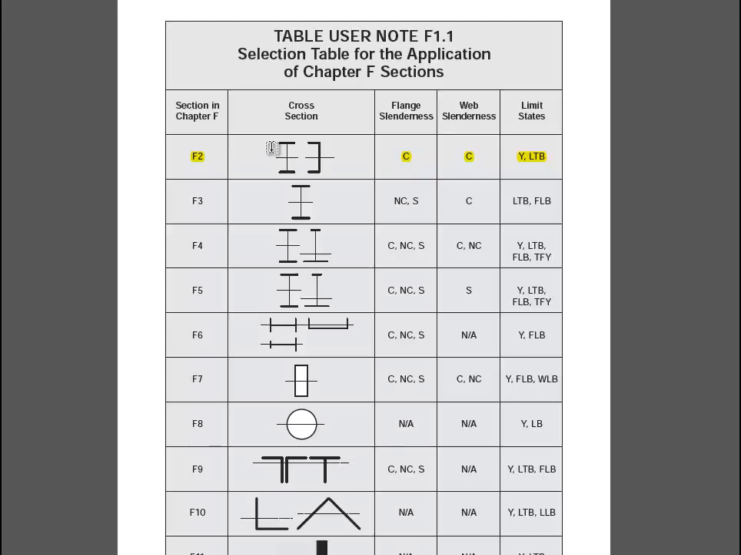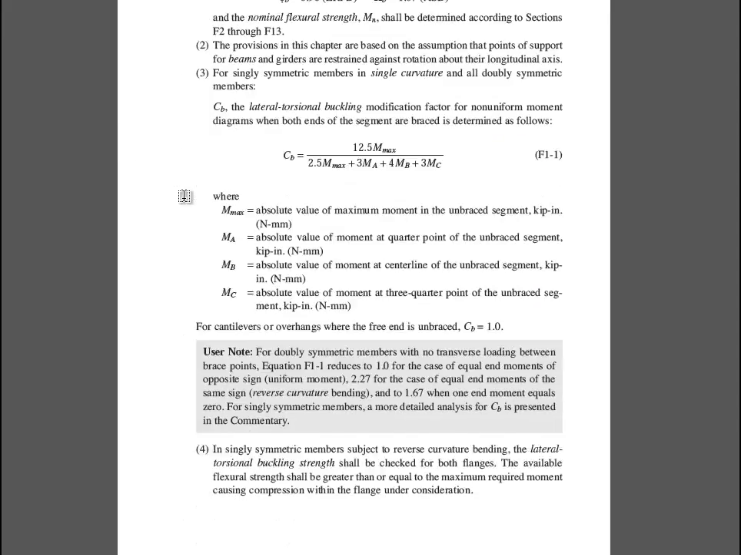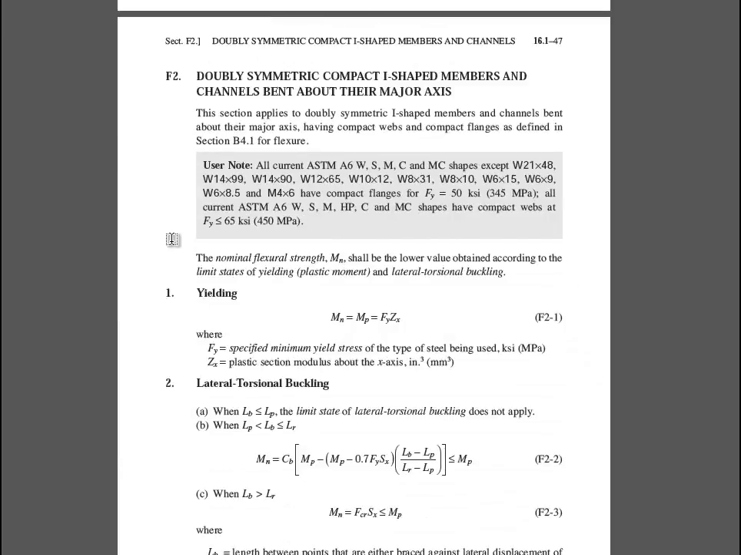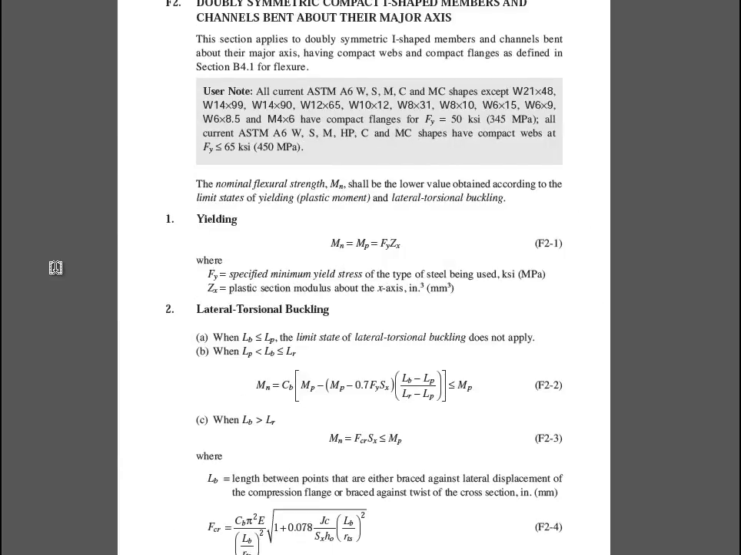Now I know, because we have continuous lateral support in this problem, that I don't have to check lateral torsional buckling. So the only thing that I need to be checking is the yielding limit state, and that just means the plastic moment capacity. So I'm going to scroll down to section F2 in the specification. Here we go. It gives us the provisions for the yielding limit state right here, and it also gives us the provisions for lateral torsional buckling, which for right now we get to ignore because the compression flange of this beam, which in positive flexure is the top flange, is continuously laterally supported.